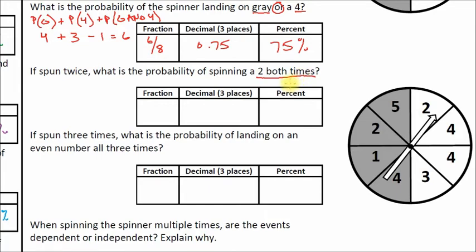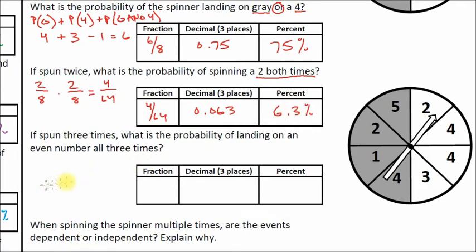So the probability of landing on 2, we've got 1, 2. We've got 2 spaces that have a 2 in them out of a total of 8. The next probability will be exactly the same because they're independent, and we multiply those together. 2 times 2 is 4. 8 times 8 is 64. So our fraction is 4 over 64, and that is 0.063, or 6.3%. Remember, when you multiply the decimal by 100, it moves the decimal 2 places to the right. So this is not 63%, it is 6.3%.